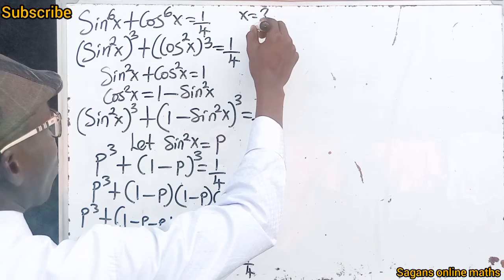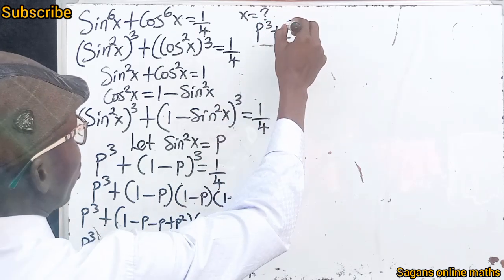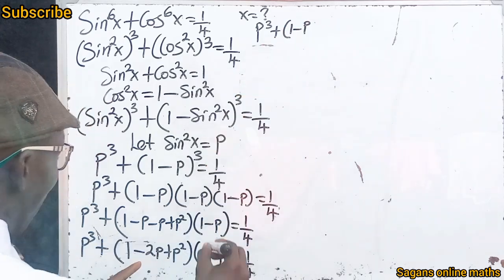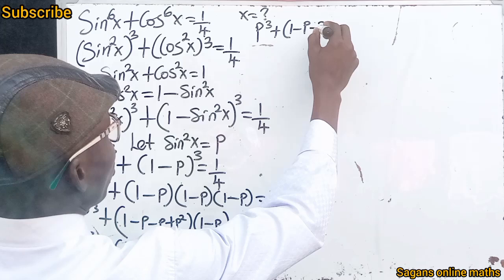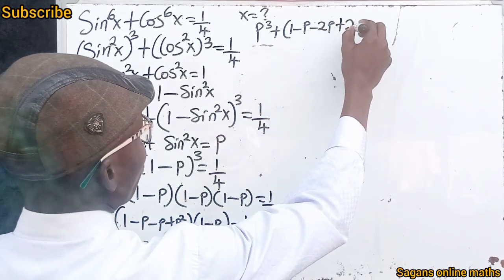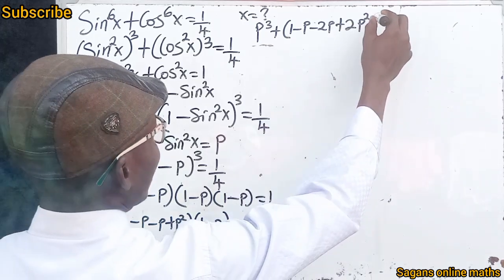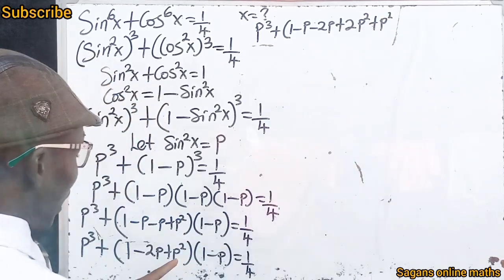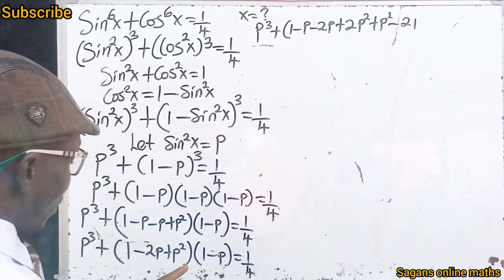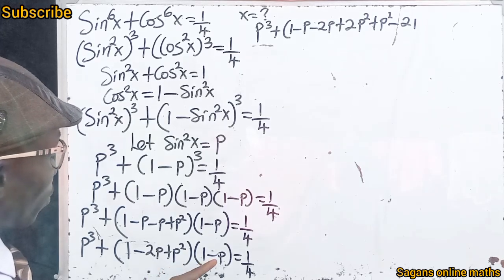That means p raised to the power of 3 plus 1 multiplied by 1 will give us 1, 1 multiplied by minus p will give us minus p, minus 2 times 1 will give us minus 2, minus 2p times minus p will give us plus 2p square. Okay, then p times 1 will give us p, p square times 1 will give us p square, then p square times minus p will give us minus p cubed. Then p times minus p.